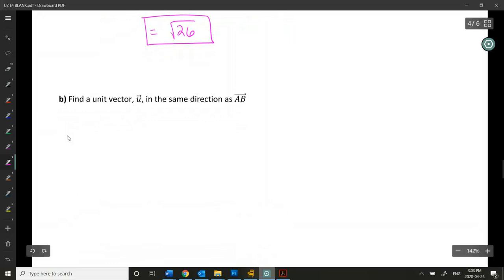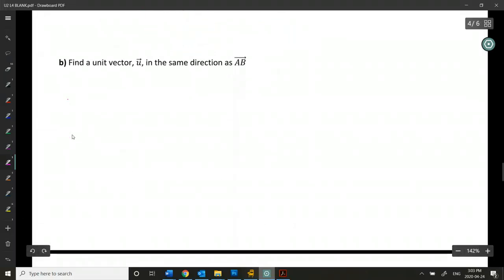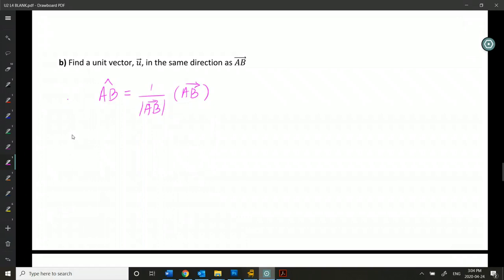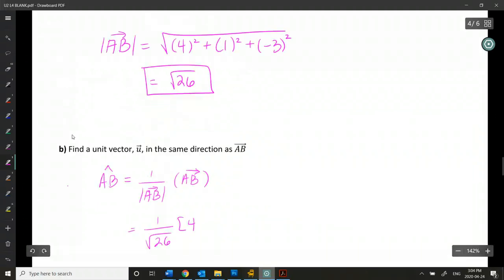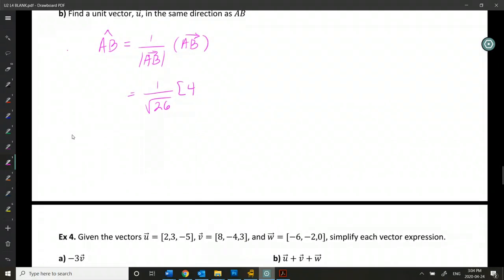So find a unit vector now in the same direction as AB. So just as a little reminder, in 2 space we talked about this, and it's no different in 3 space. So if I want a unit vector of AB, we use a little hat to represent unit vector, I'm essentially going to take 1 over the magnitude of AB, and I'm going to multiply that by vector AB. Essentially what I'm doing here is I'm taking vector AB and dividing its magnitude out, giving the resulting magnitude as 1. So we found the magnitude above as root 26, and we know the vector is 4, 1, negative 3.